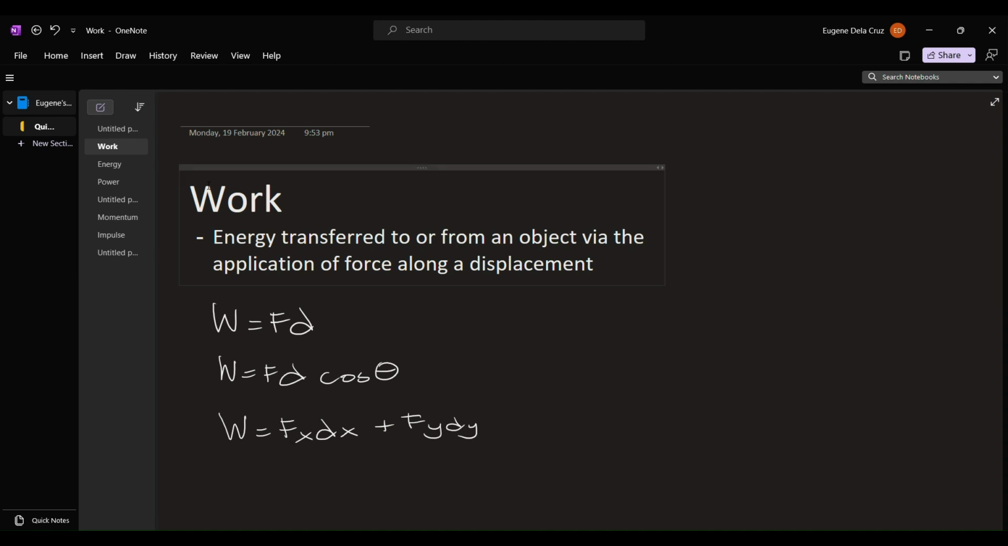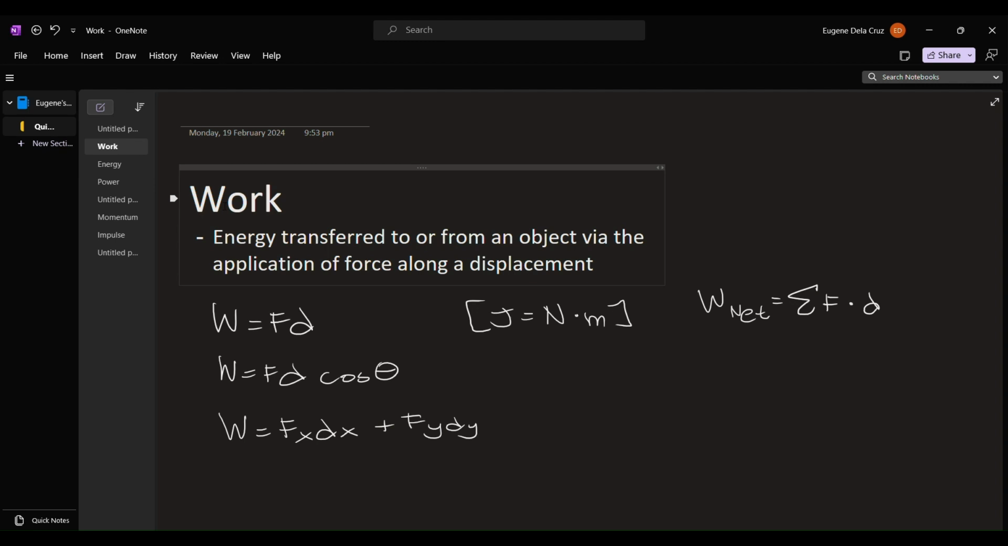So since work is energy, the unit for work is joules, force is in newtons, and displacement is in meters. And also, if we're looking for the total work or the net work, then we can simply get the summation of the forces multiplied by the displacement. So the total work is equal to the applied forces times the displacement.